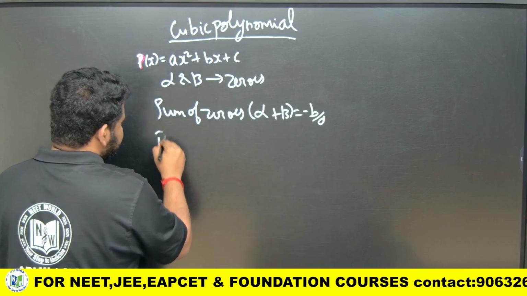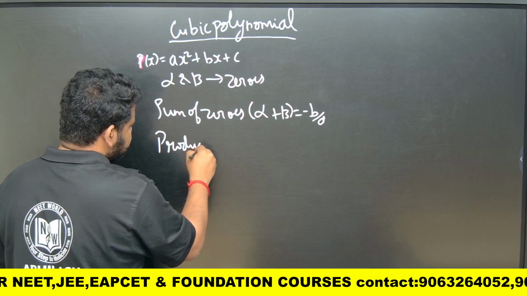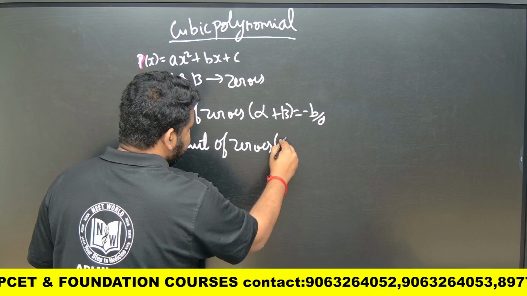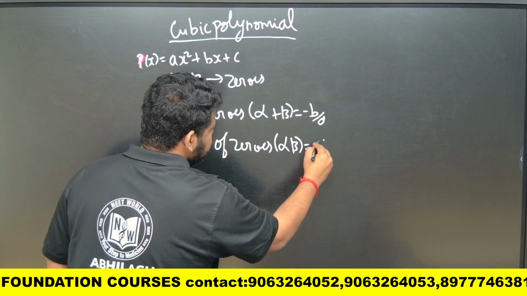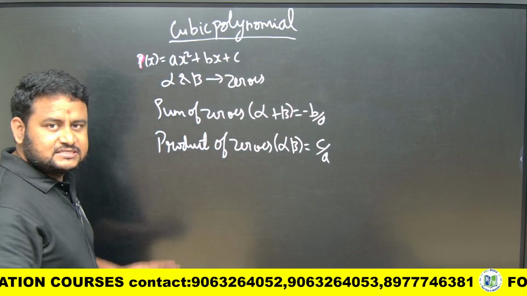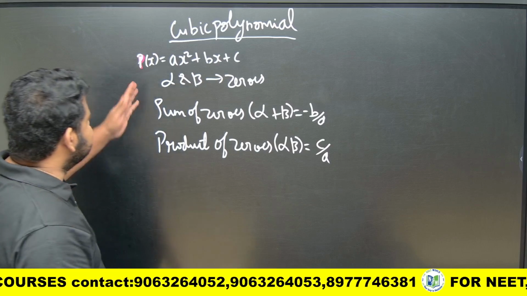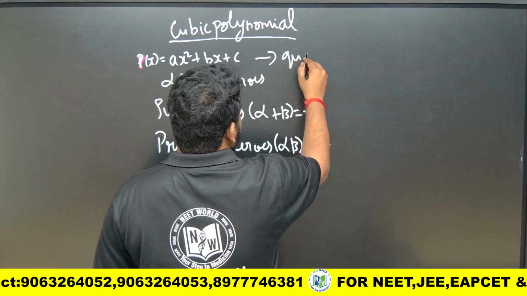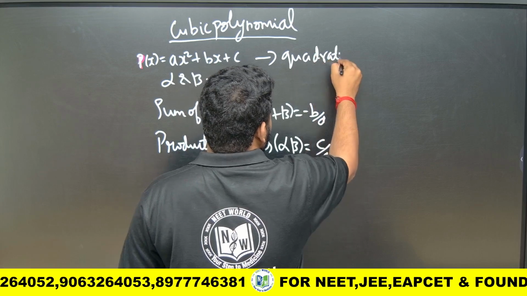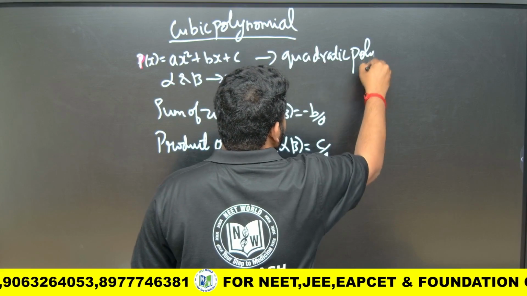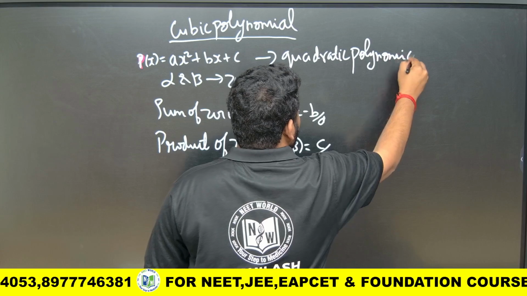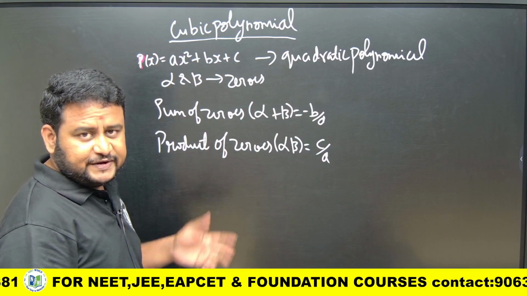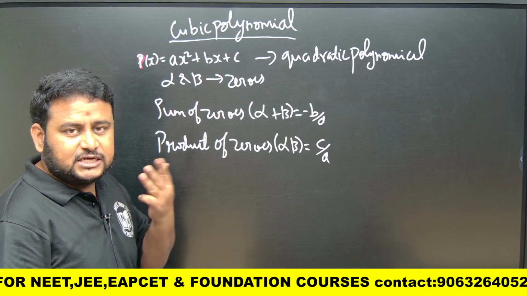Product of zeros. Based on this, one exercise is there. We already solved the question. Product of zeros, alpha into beta, is equal to c by a. Correct? Now, this is for quadratic polynomial. Quadratic polynomial means x is having the power of 2, that means there will be 2 zeros. Now if I take cubic polynomial, x is having the power of 3, there should be 3 zeros.